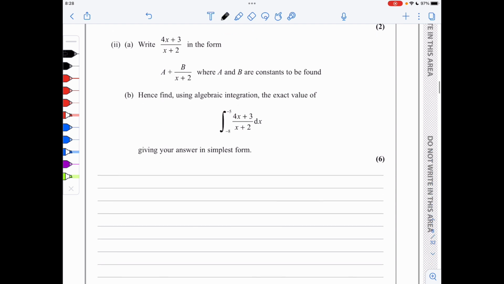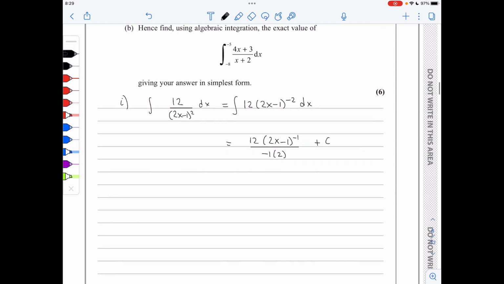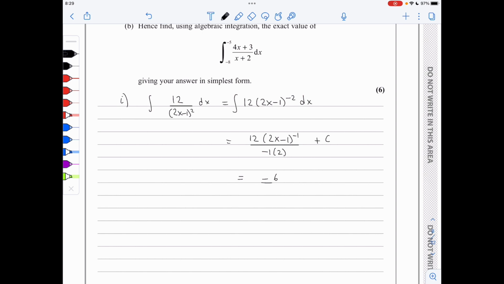So we've got the integral of 12 over (2x minus 1) all squared dx. The first thing to do is get the (2x minus 1) in the numerator and write it as 12 times (2x minus 1) to the negative 2 dx. Since the expression within the bracket is a linear one, I can simply increase the power by 1, divide by the new power, and also divide by the derivative of the bracket, which is 2, plus the constant of integration. Now this simplifies to minus 6 over (2x minus 1) plus c.